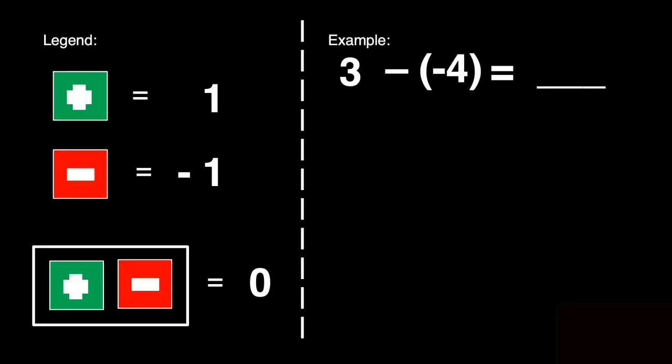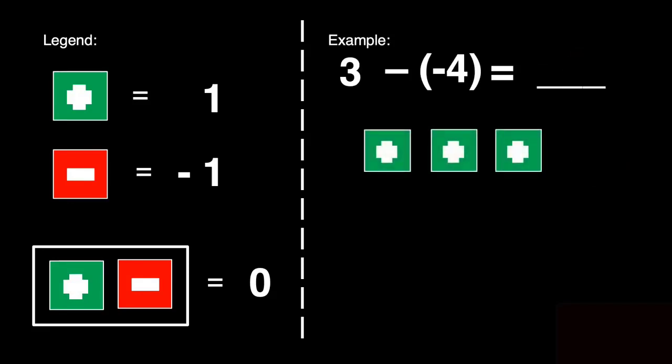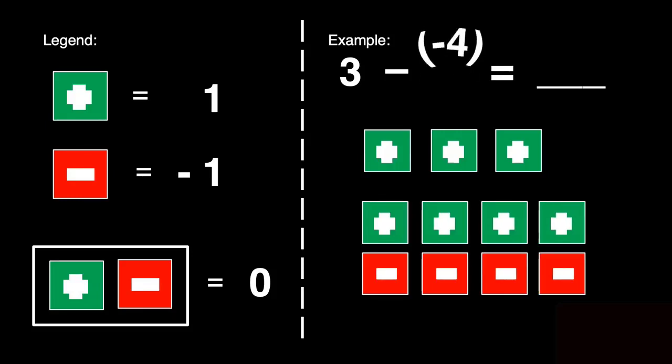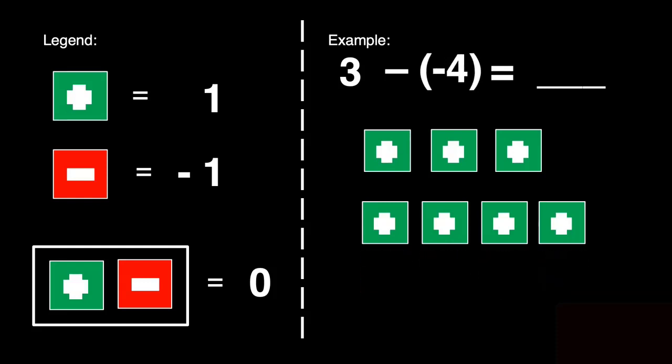Let's have 3 minus negative 4. 3 green tiles represent 3. And let's have 4 zero pairs. Minus negative 4 means eliminating 4 red tiles from the pairs. What will be left is 7 green tiles equivalent to positive 7.